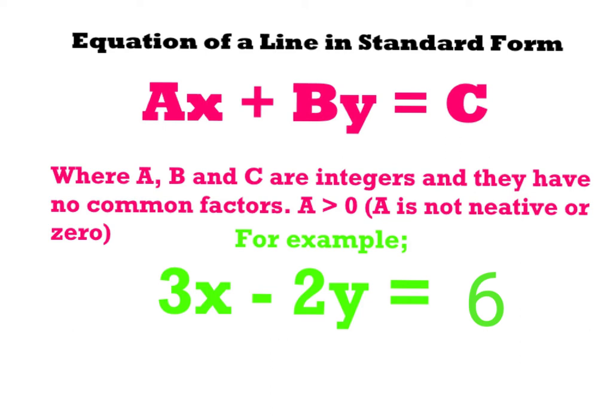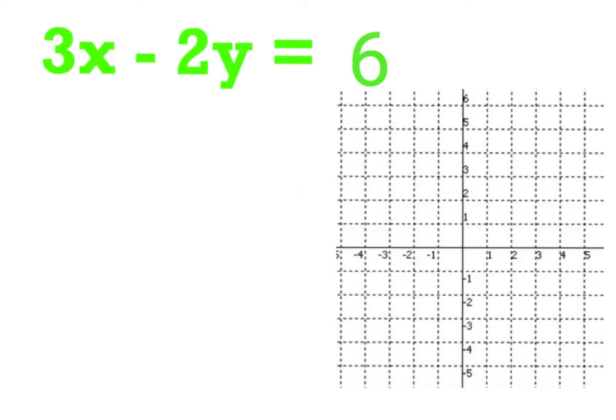A is also greater than 0, so a is positive, meaning you may have to divide by a negative if it wants you to put it in standard form as your answer. But it is in this form, and they've given us the example 3x minus 2y equals 6. All right, and so this is standard form. For your quiz, you will have to give me both of the intercepts, the x-intercept and the y-intercept, and you will need to graph.